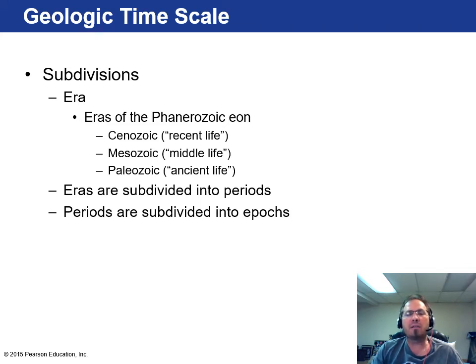Now, eras are subdivided into periods, and then periods are subdivided into epochs. We keep subdividing these because even epochs are still long periods of time for humans to wrap their heads around. The Paleozoic is like 500 million years, or I forgot the exact number. So it's a long period of time, and we keep breaking it down into smaller and smaller time units to better understand what takes place when, on a scale that we can understand.